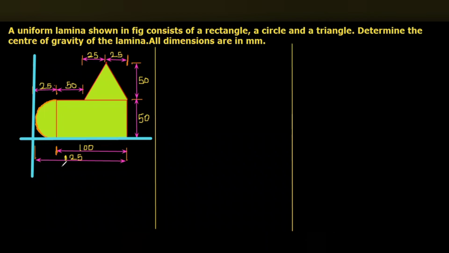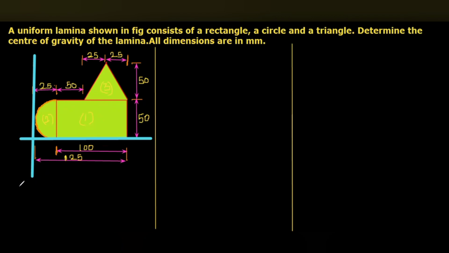So now I just write the formulas of x bar and y bar for our reference, and then the segments. First, I'm going to take the rectangular portion as 1. Okay. And then the semicircular portion as the second one. This one, that is the third one, that is the triangle. So here, there are 3 segmented areas.